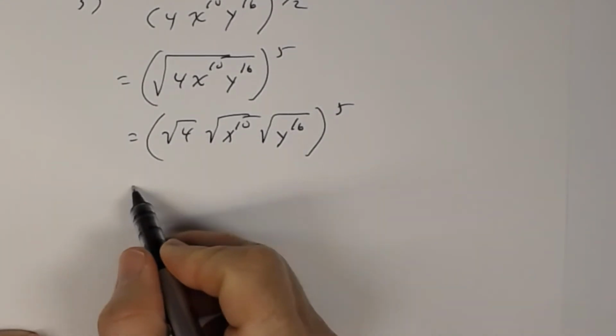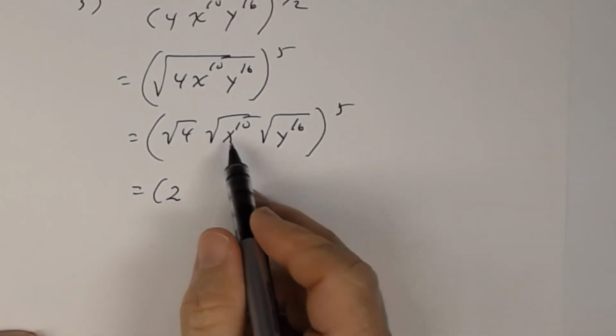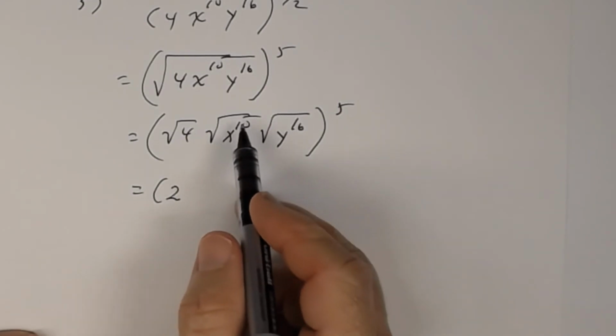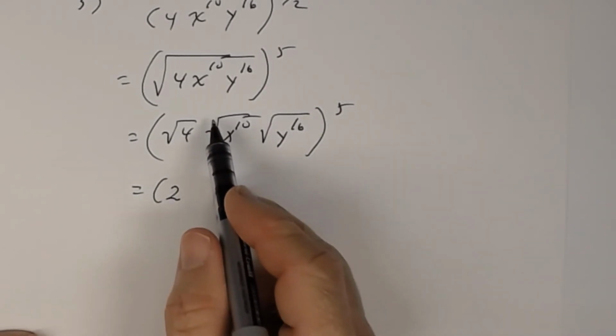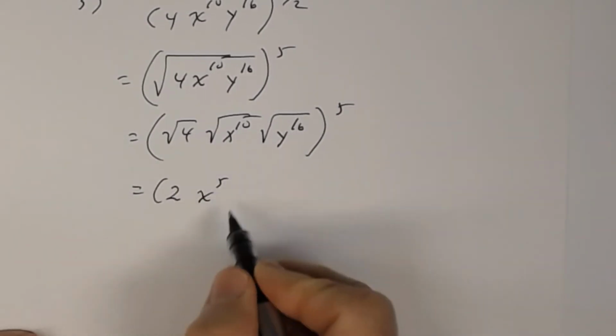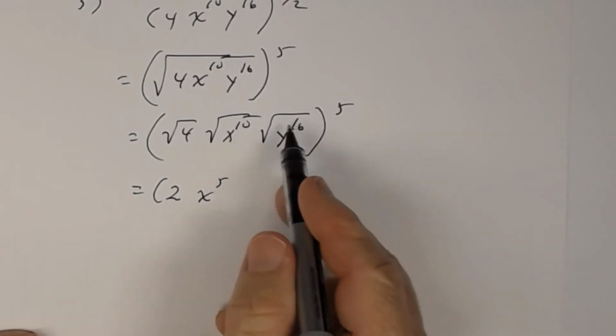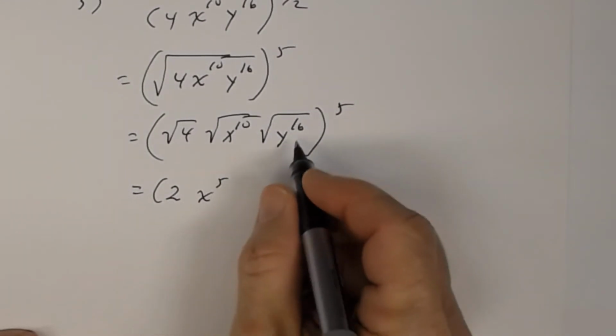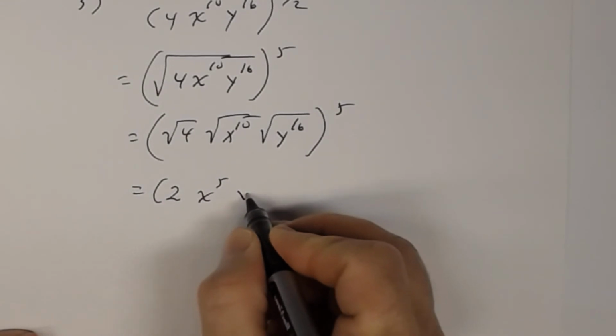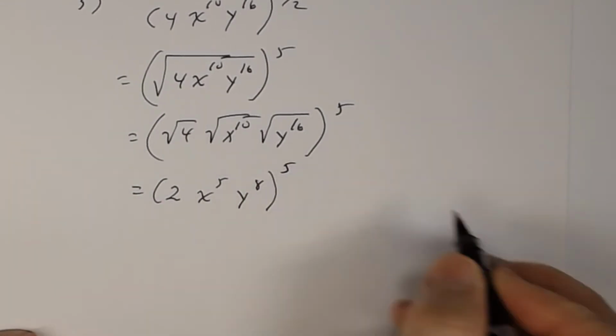So the square root of 4 is 2. The square root of x to the 10th, 10 is divisible by 2, so that's 5. So what times itself twice is x to the 10th? Will be x to the 5th. What times itself twice is y to the 16th? Well, 16 divided by 2 is 8. So y to the 8th, all raised to the 5th power.